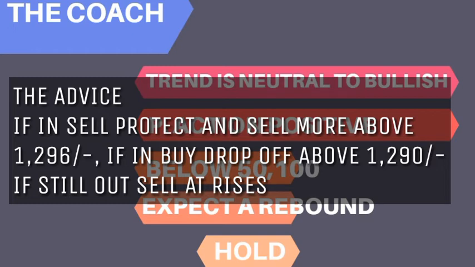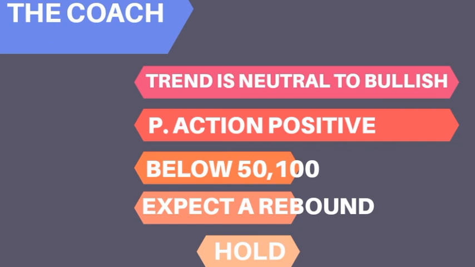Now our advice based on what we have said so far: if you are in sell, protect and sell more above 1296, which I consider a significant rise. If in buy, drop it above 1290. If still out of the market, sell at rises. So basically I'm still looking at gold as a sell opportunity, better than a buy opportunity. I'm not ruling out that there is a possibility of a technical sell-off in gold without a rise, but from a technical standpoint there is also a possibility of a rise.